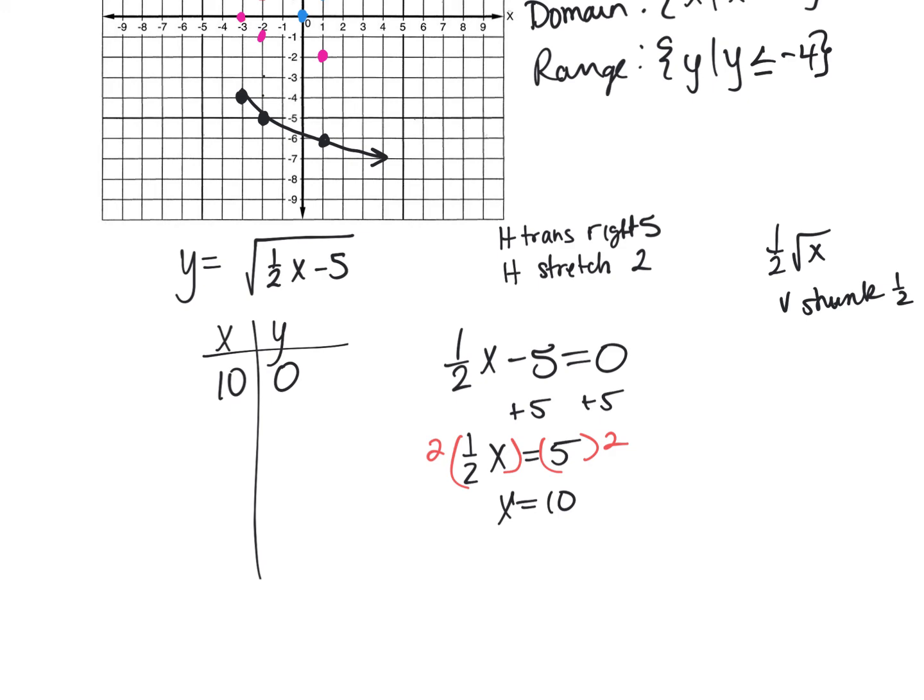Now I'm going to pick some numbers and plug them in. I want to pick even numbers so that I don't have a fraction, right? So I'm going to try 8. We're picking even numbers because of the 1/2. If it was 1/3, we would pick every third number, okay? Just because we don't like to deal with fractions. So let's plug in x equals 8. The square root of 1/2 times 8 minus 5.